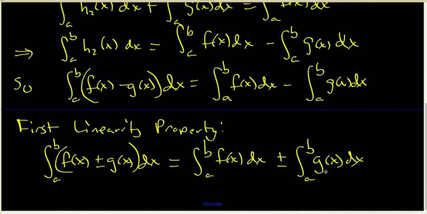And it's important to realize that you want to think about this formula in terms of English. What it says in English is that if we want the definite integral of a sum or difference of two functions, it is equal to the sum or difference of the definite integrals of the two functions.